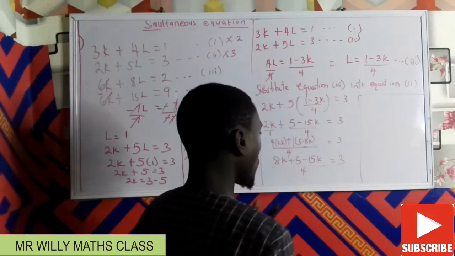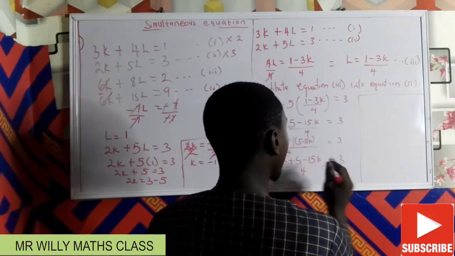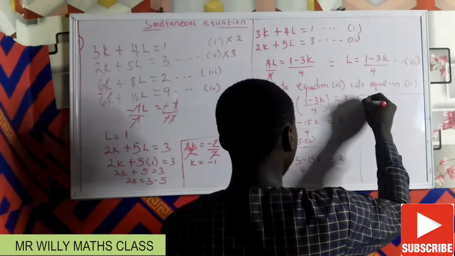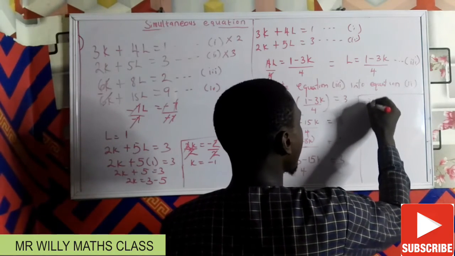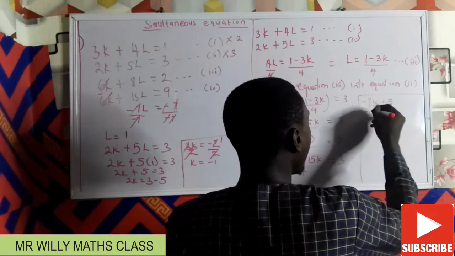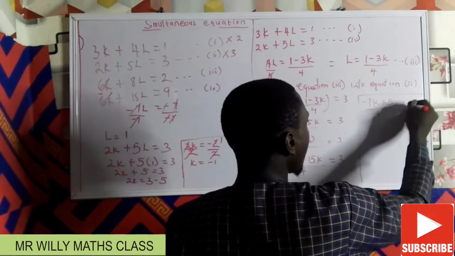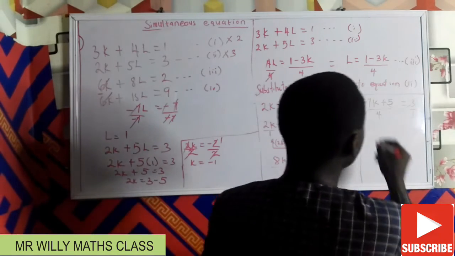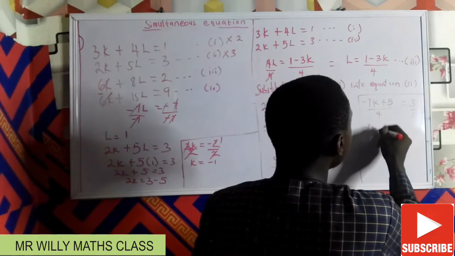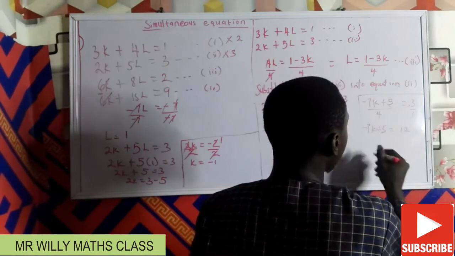Now we can collect like terms. You know that this is 8K now. 8K minus 15K, that will be what? Minus 7K. And minus 7K plus 5 over 4 equals 3. What's the next thing? Cross multiply. So you will have minus 7K plus 5 equals 4 times 3, which is 12.